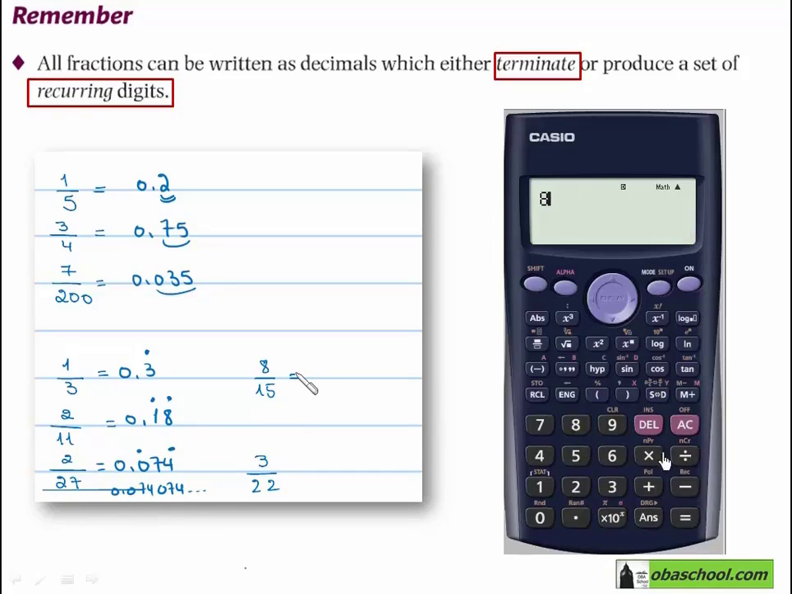As for 8 over 15, when we divide it, we get 0.53333 and so on. Here we can find out that the repeated digit is 3, while 5 is not repeated. So we write 0.53 and put the dot only over 3, which means that number 5 exists only once while number 3 is repeated.